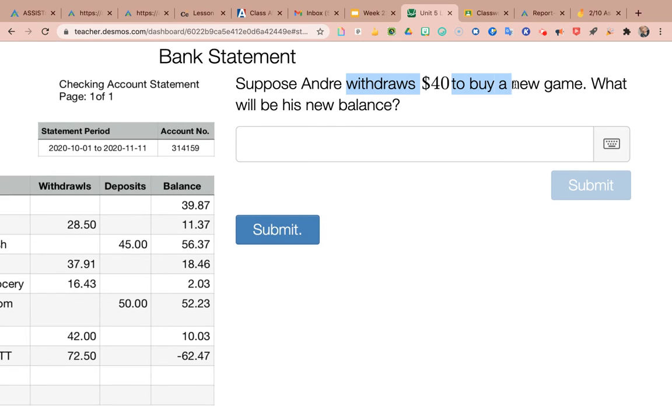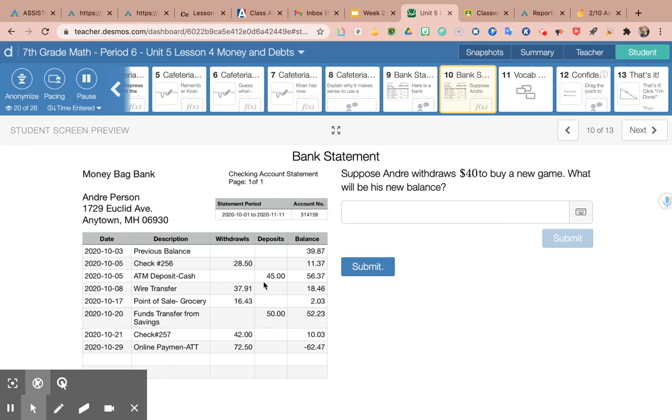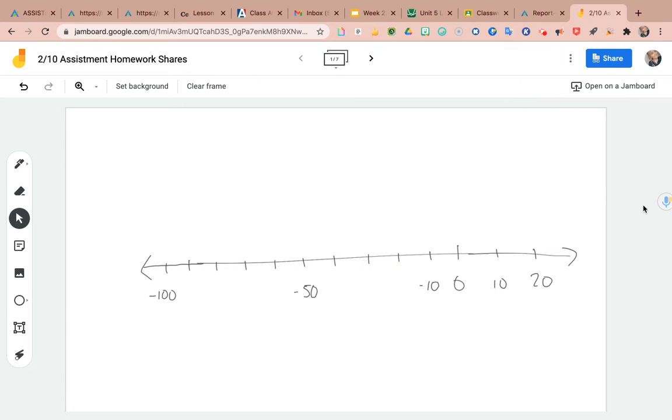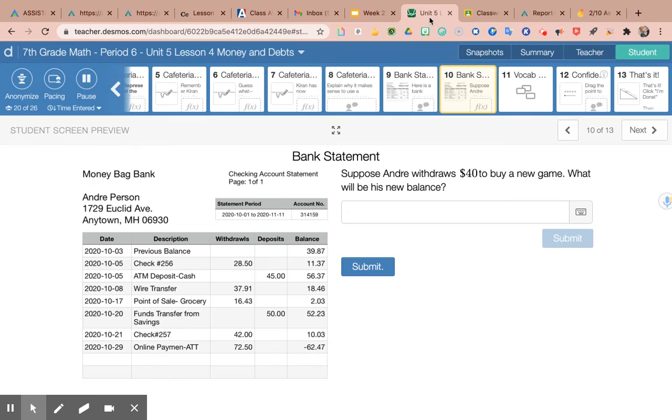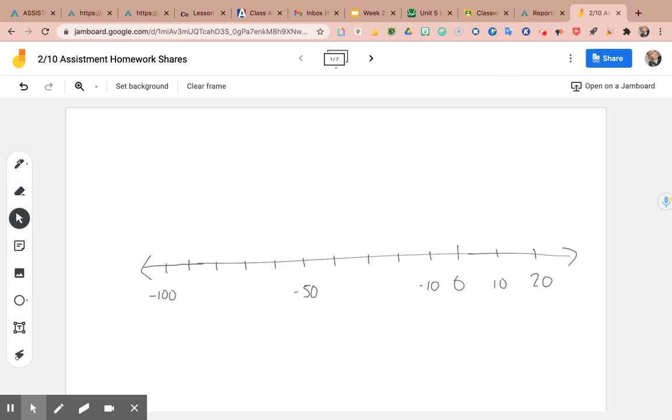It says he's going to withdraw $40 to buy a game. So he's not adding money to his account. He's taking more money out. So he's taking $40 more out of his account. What will his new balance be? So I'm going to show you on a picture. So here I have a number line, and his balance was at negative $62.47. So I have a little number line here. Here's 0.